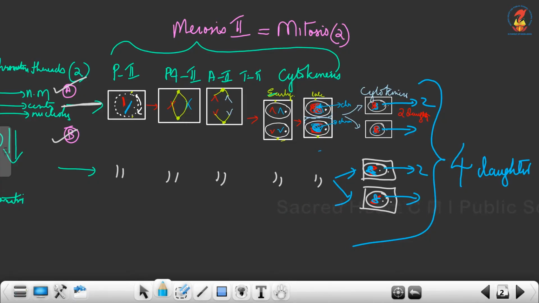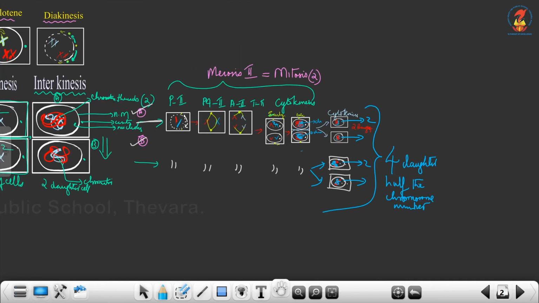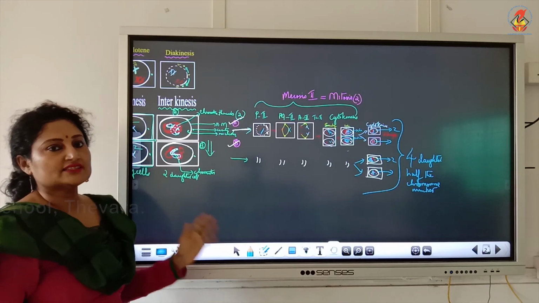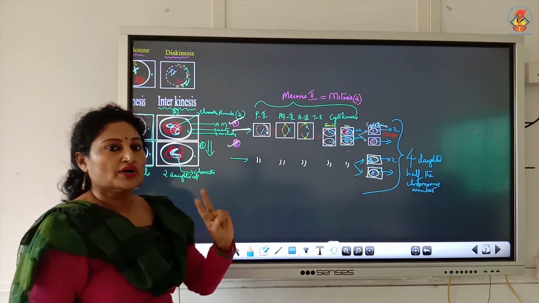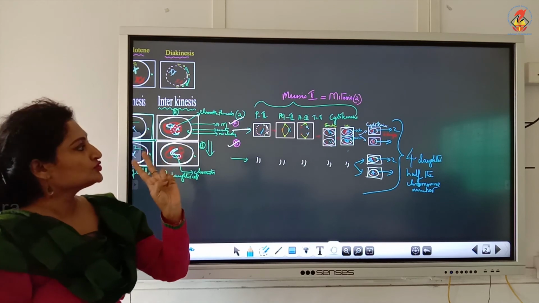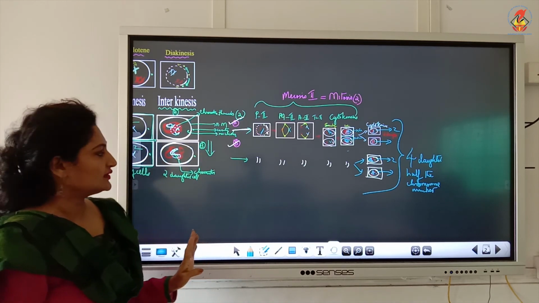If you cannot identify from here, go back, you can trace it from here. It is 2. So, 2 chromosomes. So, the chromosome number becomes half. I hope you have understood meiosis too. It is exactly similar to mitosis, provided you continue with 2 chromosomes, and use the red and blue color.